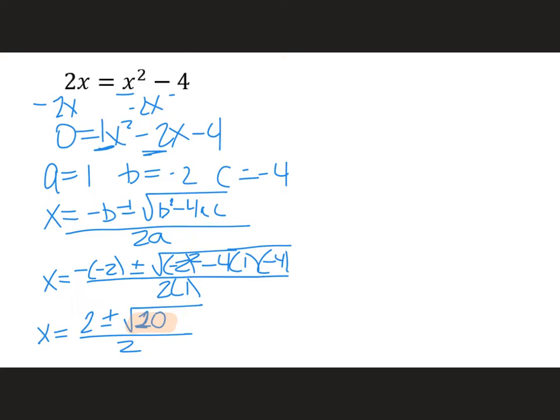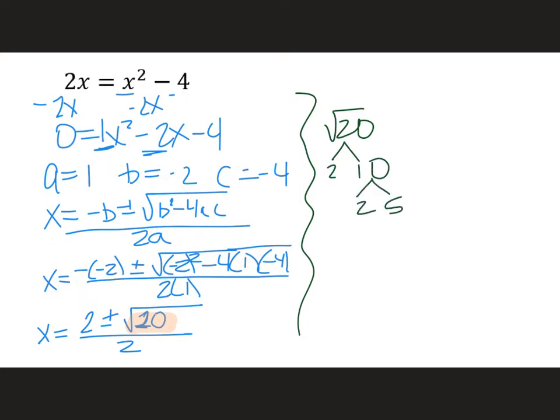Now this one's a little trickier than the last problem because square root of 20 is not a perfect square. So we're going to have to go back to January when we simplified radicals, and we're going to have to actually simplify the square root of 20. So let me go over here and say the square root of 20 can be 2 times 10, and 10 can be 2 times 5. So that's the square root of 2 times 5.